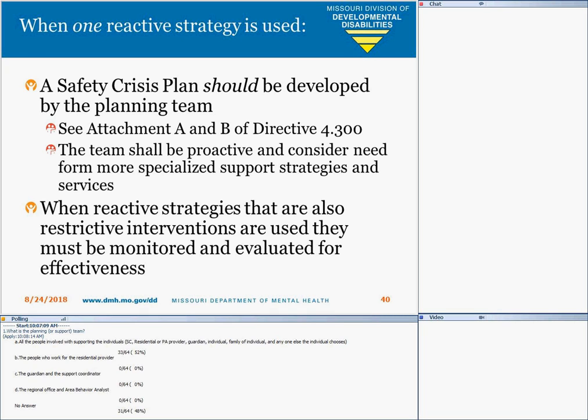Our restrictive, reactive strategies, they'd be monitoring and evaluating their effectiveness.